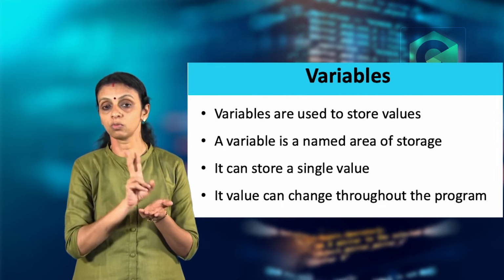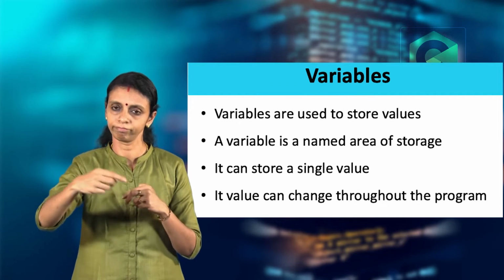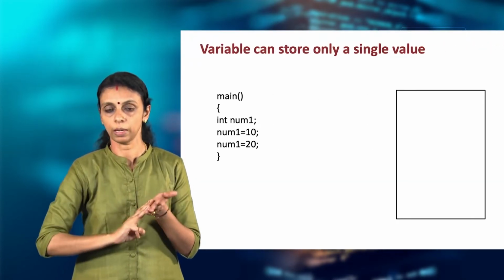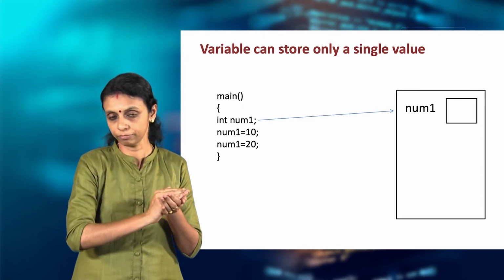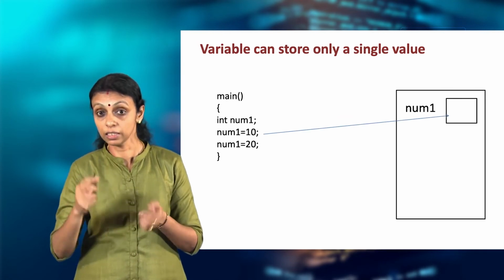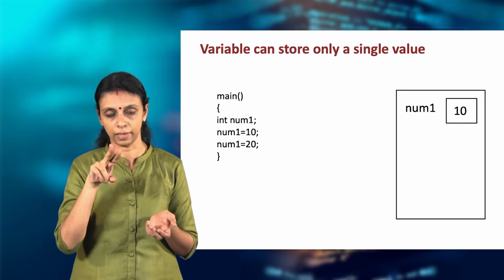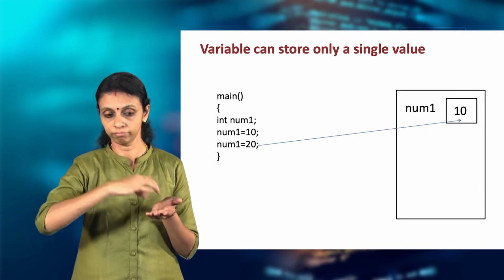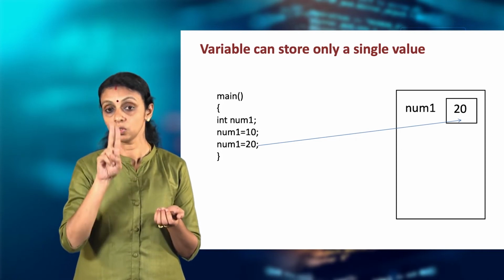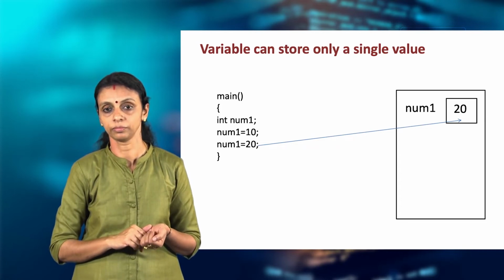The value of a variable changes throughout the program. For example, int num1 is equal to 10 stores 10 in variable num1. Let the next statement be num1 is equal to 20. This statement removes 10 from num1 and stores 20 in it.